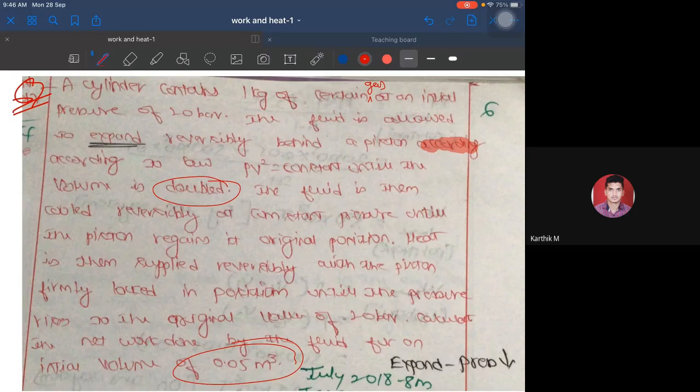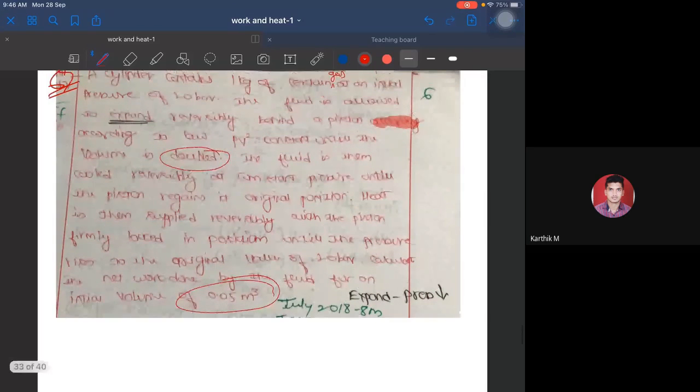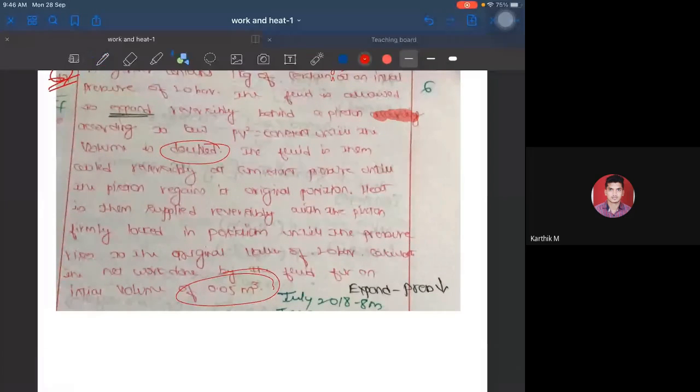So let us try to draw this. What is the first information given? The initial pressure is 20 bar and the fluid is allowed to expand reversibly. Let us state that this is state 1, which is your initial state. Initial state 1, and the pressure is given as 20 into 10 to the power of 5. So I have extracted the data from the first sentence.